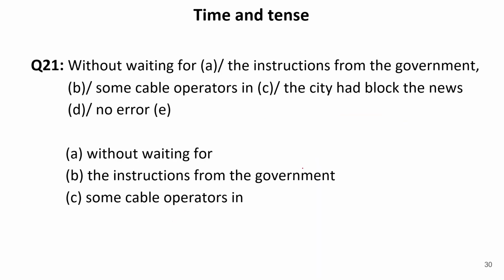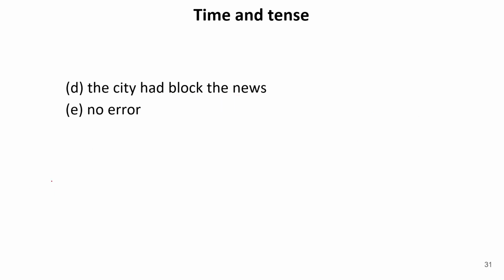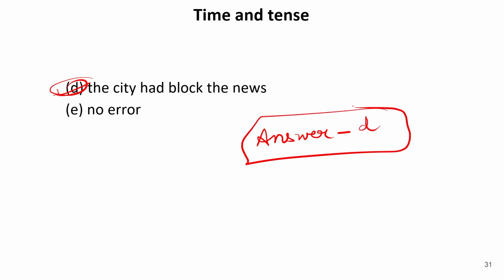Without waiting for the instructions from the government, some cable operators in the city had blocked the news. Now, this is very simple. If we have had, we require only verb third form after had. So, this block is incorrect. It should be blocked. So, the correct answer is D, because this D part contains the error. After had, we can only have verb third form. Now, let us move to the next one.